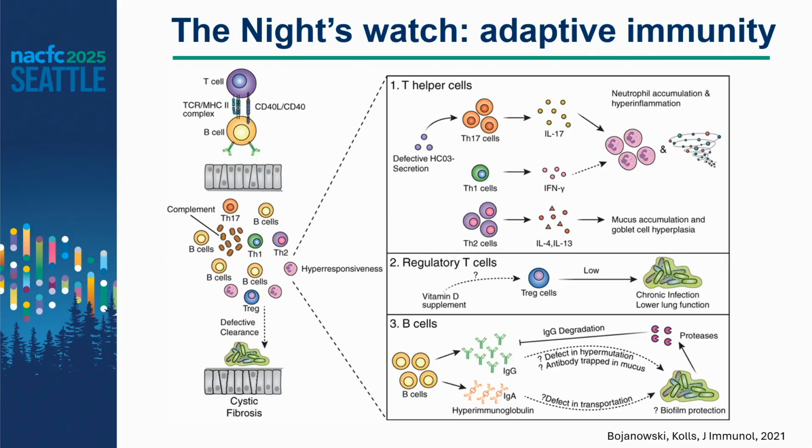And as far as adaptive immunity, we know that there is a predominance of Th17 responses. This promotes neutrophilic inflammation. We don't know exactly how that relates directly with pathogen colonization. However, we know that a B cell response is blunted by proteases that can cleave antibodies and therefore promote chronic infection.